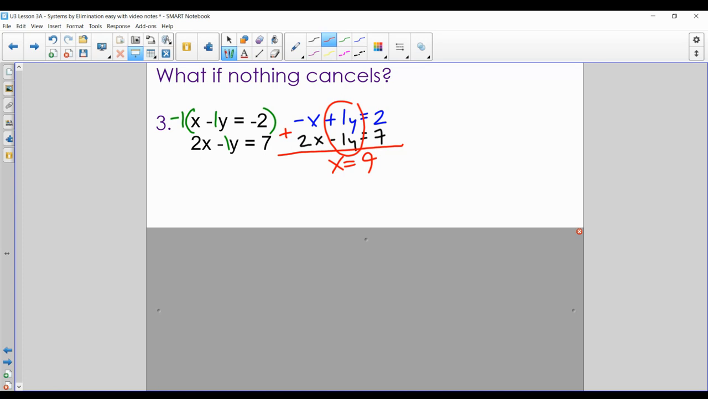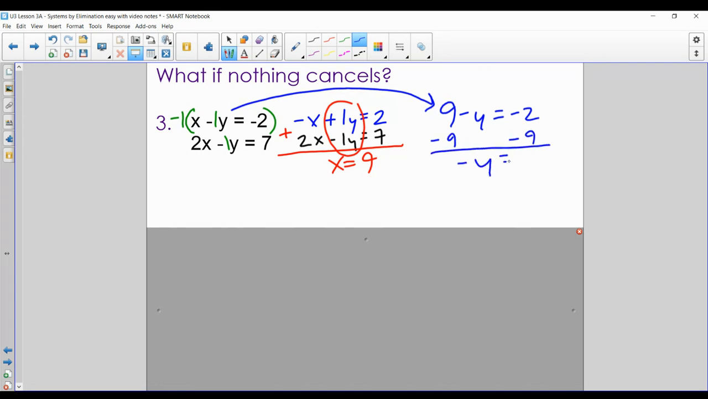Now I can actually go back to the very original equation. So from this one again, I'm going to plug in x as 9, minus y equals negative 2. I'm going to subtract the 9, get negative y equals negative 11, divide by negative 1, get y equals 11. So my point where they intersect, my solution is at 9, 11.